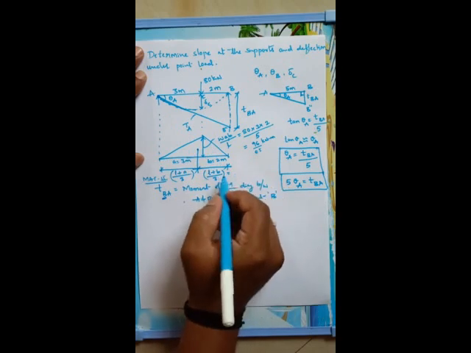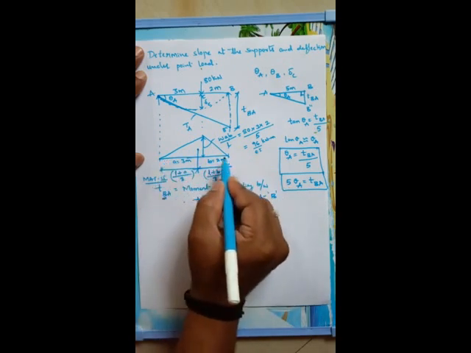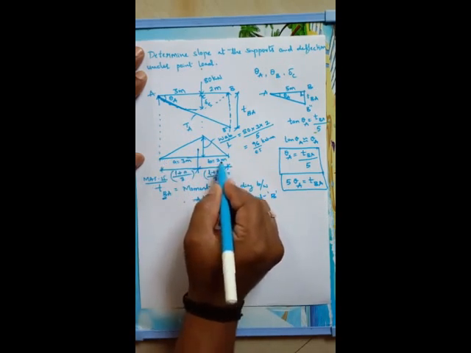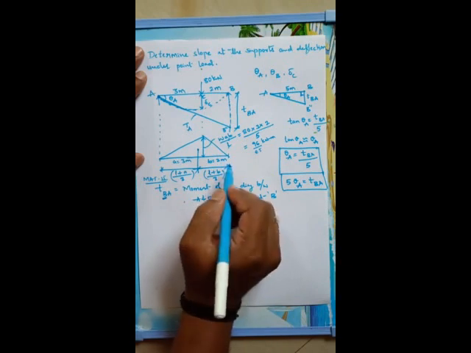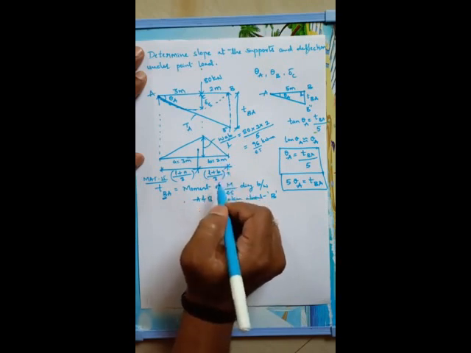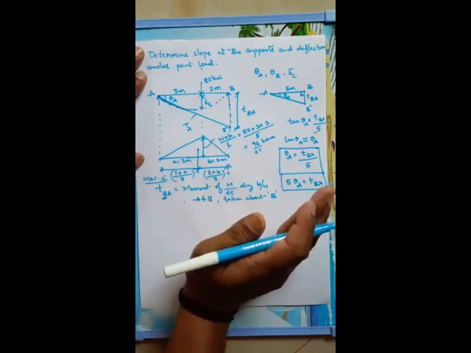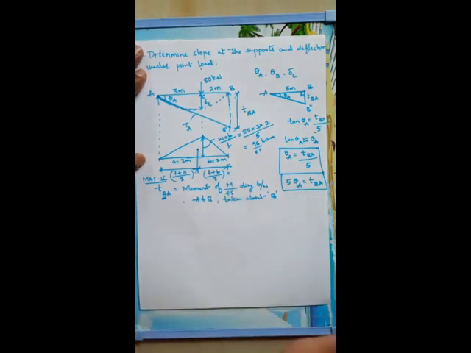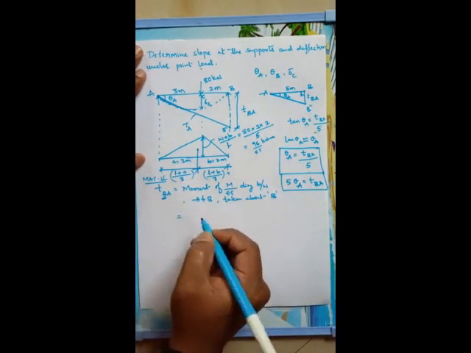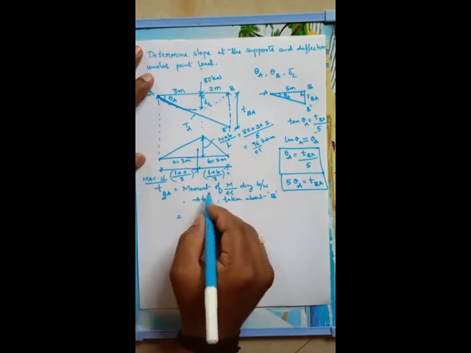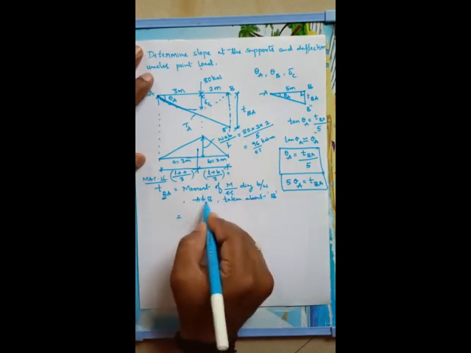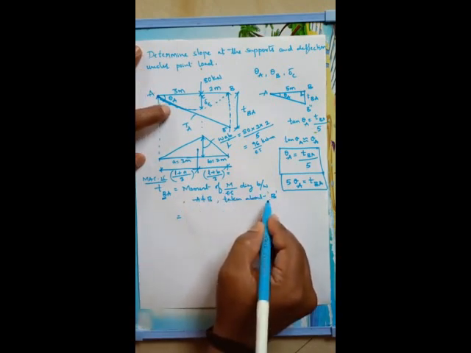If you substitute the values, what is L? Total 5. So 5 plus 2 divided by 3. Do it. How much are you getting? Check it. For time being, let us continue. Moment of M by EI diagram between A and B taken about B.